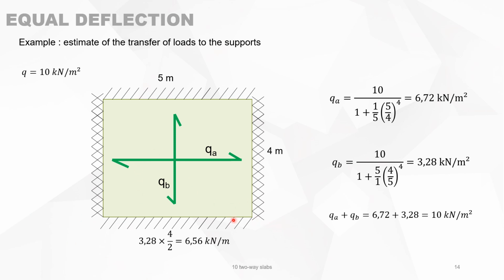The total load transfer to this side now is QB, which is 3.28 times 4, the total span length, divided of course by 2, because the other half is on this side. So now we have 6.56 kilonewton per meter. And on the other side we can do the same. So you see now, nevertheless, that the load in the direction of A is much bigger. Because of the fixed ends, it takes more load than the other side, and significantly more.